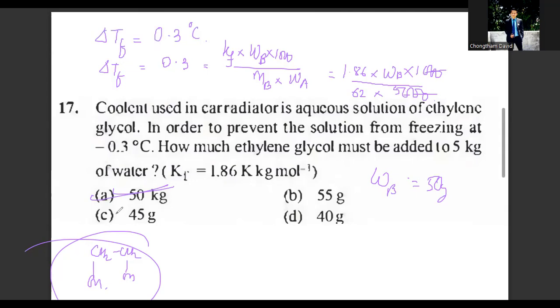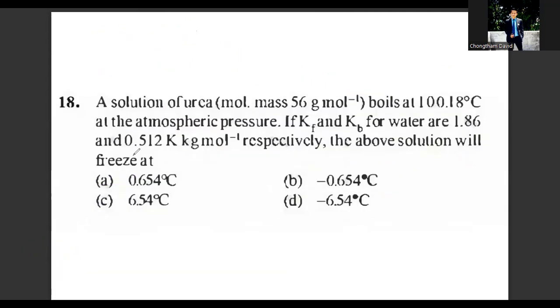Let's move on to question number 18. A solution of urea, molar mass of urea is 56. You know the formula of urea, right? NH2 C double bond O NH2. Molar mass is 56 gram per mole. It boils at 100.118 degrees Celsius. You know there's elevation in the boiling point of water because of the presence of this non-volatile solute urea. If Kf and Kb both are given, the above solution will freeze at what temperature? This is a very important question. It's a nice question. Let us solve together.